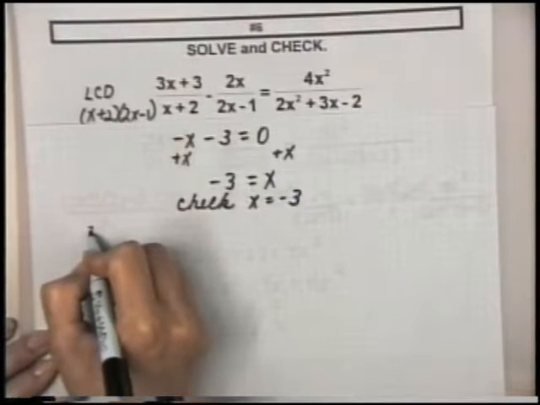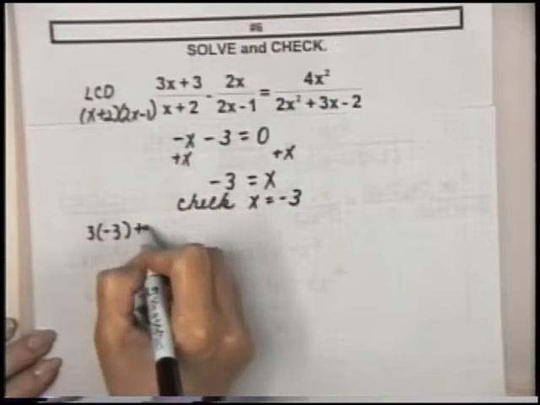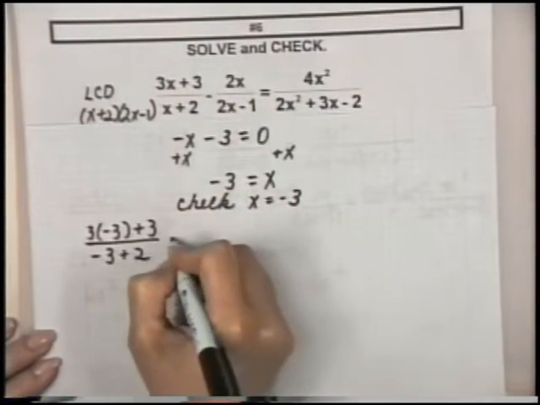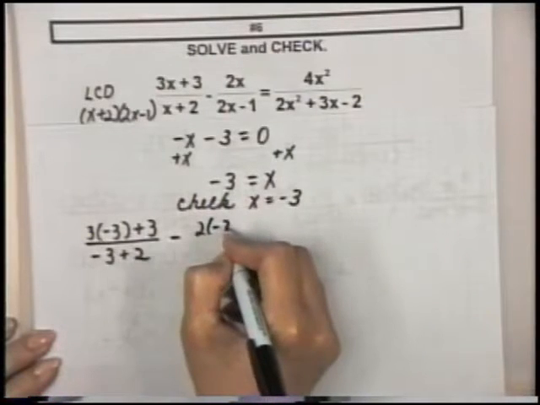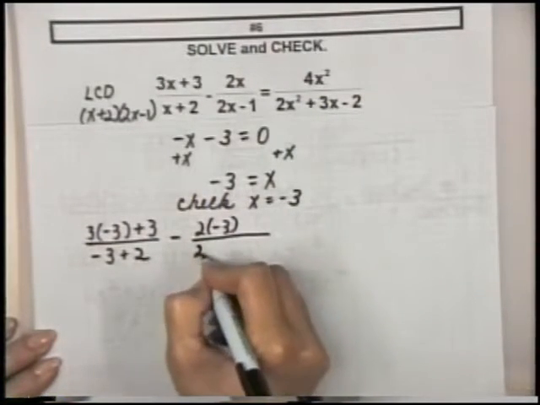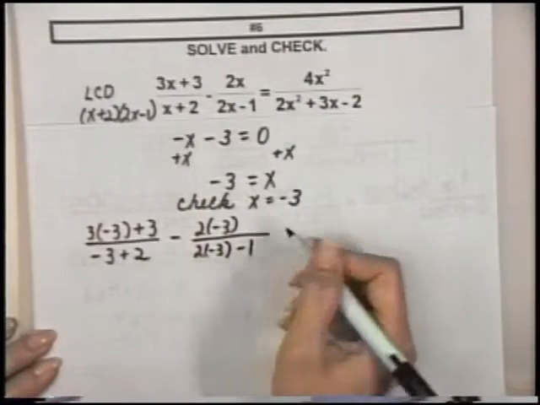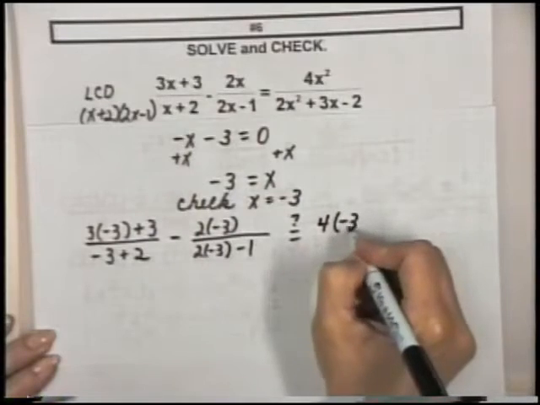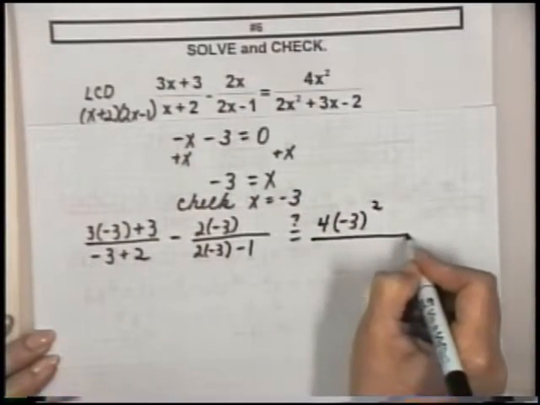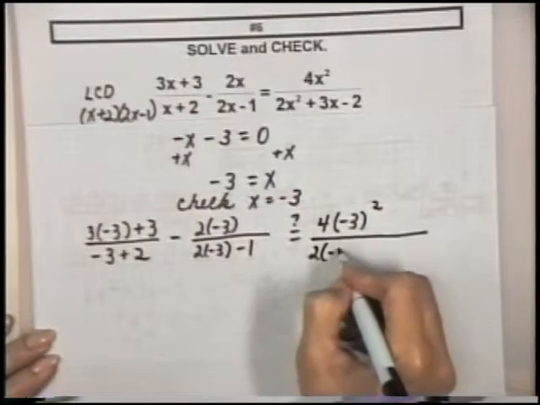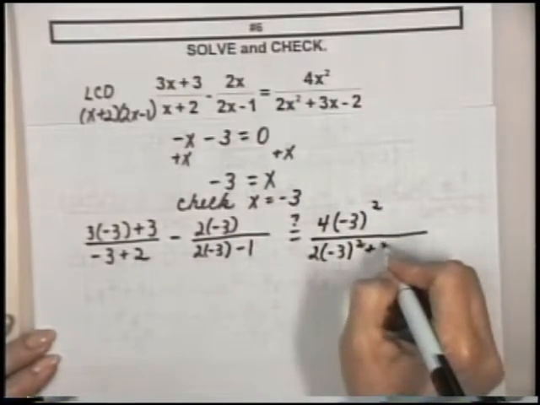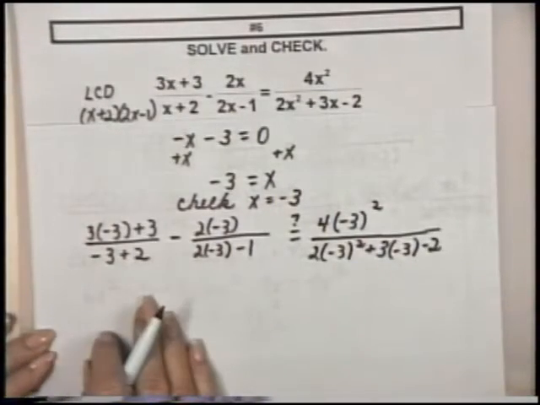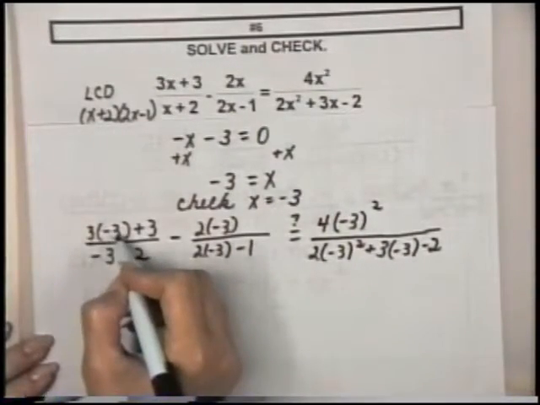I will replace each x with negative 3. I will have 3 times negative 3 plus 3 over negative 3 plus 2, subtract 2 times negative 3 over 2 times negative 3, subtract 1. Does that equal 4 times negative 3 squared over 2 times negative 3 squared plus 3 times negative 3 subtract 2?